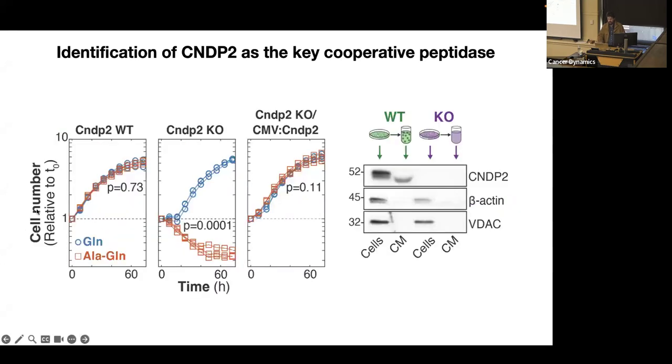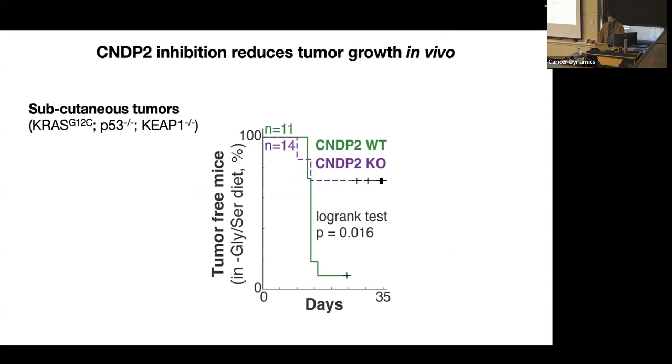So maybe I'll just show you here. It's called CNDP2. It's usually thought to be a cytosolic peptidase, but actually we do detect it in conditioned media. If you knock it out, cells completely lose the ability to grow on dipeptides, and you can rescue that by re-expressing it. So that was super cool. And I'm just showing you one particular cell type, but we've tested at least 10. So that works. And this is when things started getting exciting.